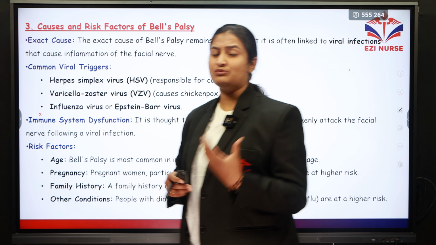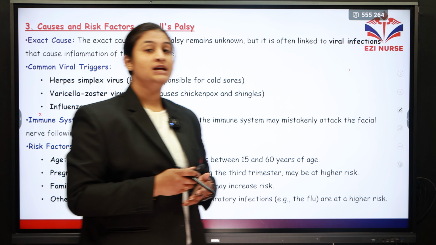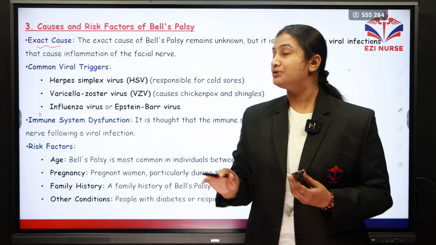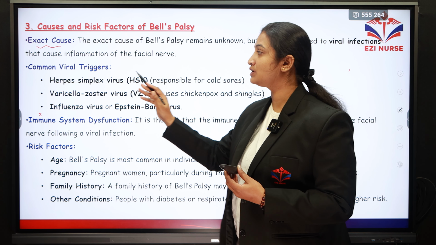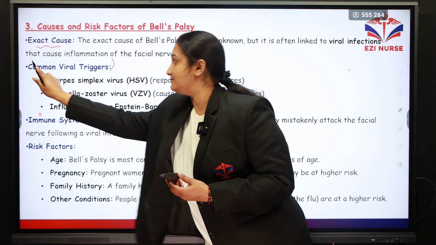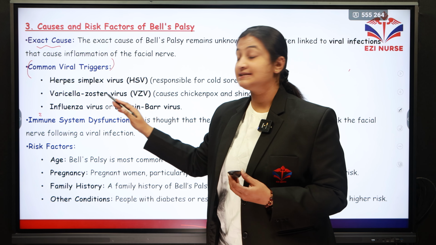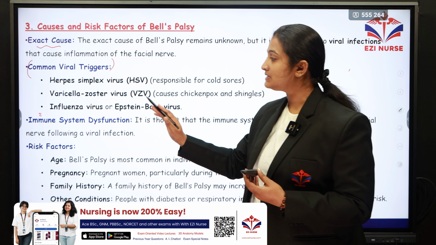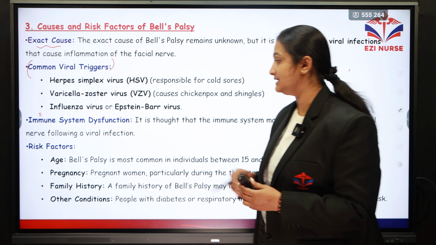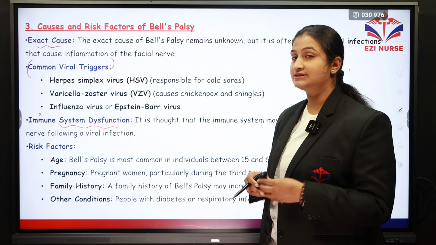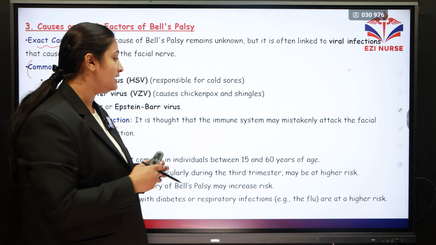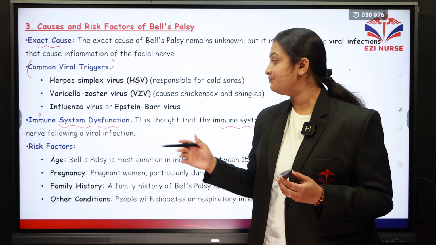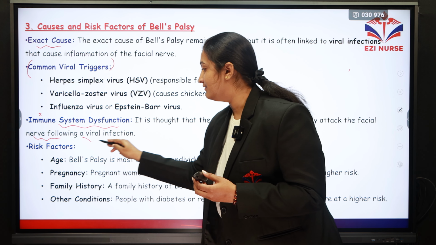And what are the causes and risk factors of Bell's palsy? The first one is the exact cause. The exact cause is still unknown right now, but some common viral triggers can be seen: herpes simplex virus, varicella zoster virus which causes chickenpox, shigella, and then influenza virus. The next one is immune system dysfunction. It is thought that the immune system may attack or affect the facial nerve following a viral infection.